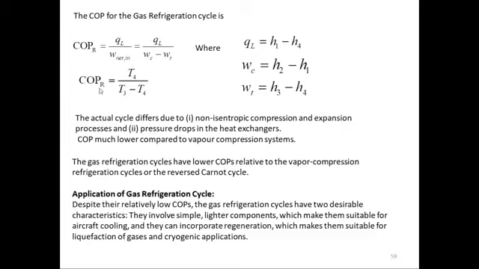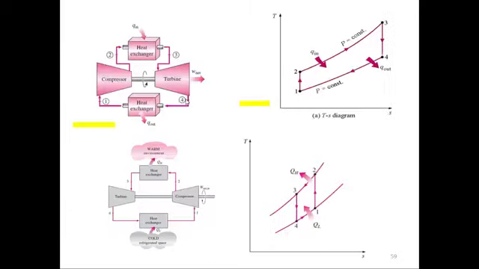If it's an ideal cycle, then the COPR can also be shown to be T4 divided by T3 minus T4, where QL is H1 minus H4 from the diagram. The QL is H1 minus H4, W compressor is H2 minus H1, and W turbine is H3 minus H4. So compressor work is H2 minus H1, the turbine work is H3 minus H4. Whatever turbine work is produced is being used to run the compressor. So the compressor work required will be reduced.